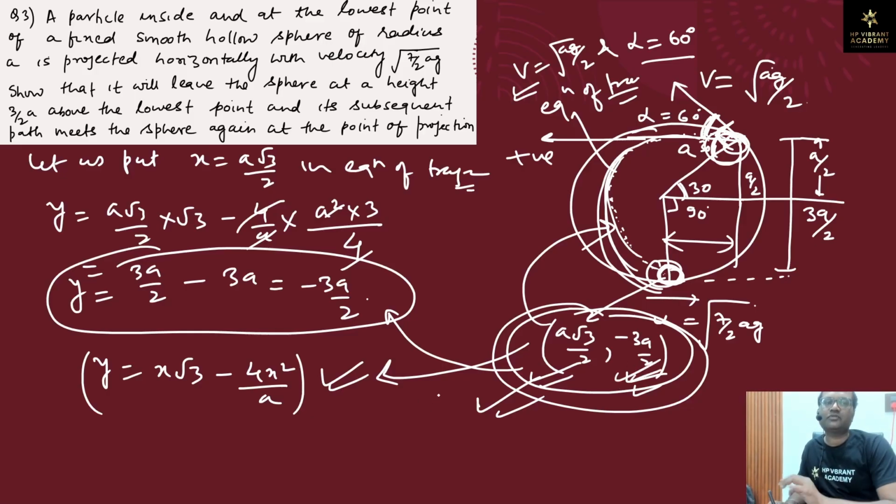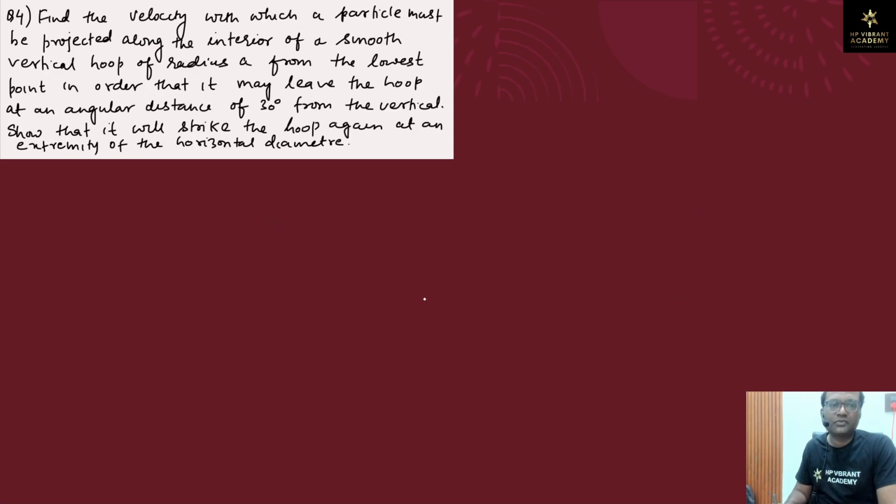Okay, so let us proceed to solve another question. What is given in the question? Find the velocity with which the particle must be projected along the interior of a smooth hoop of radius a from the lowest point in order that it may leave the hoop at an angular distance of 30 degrees from the vertical.